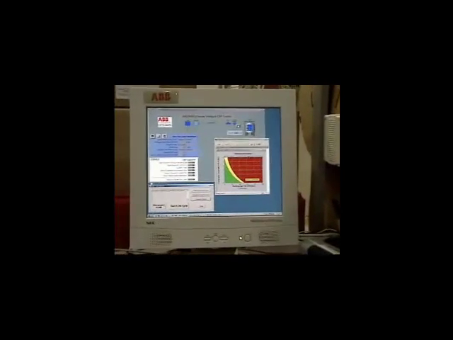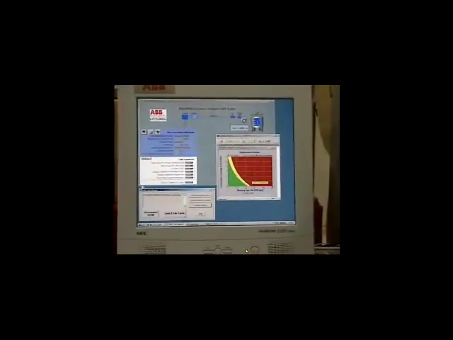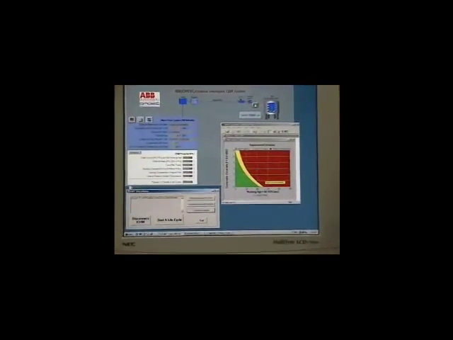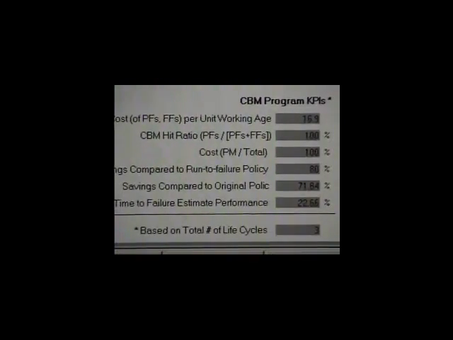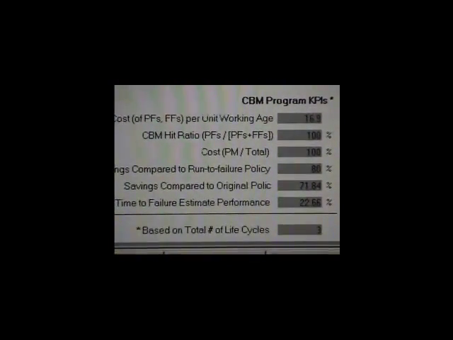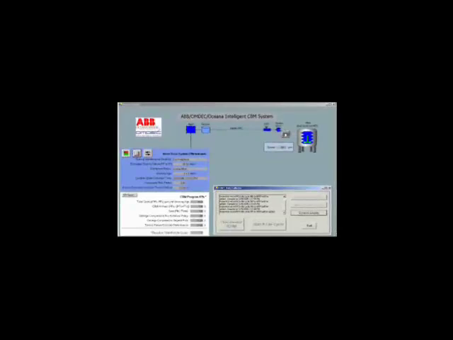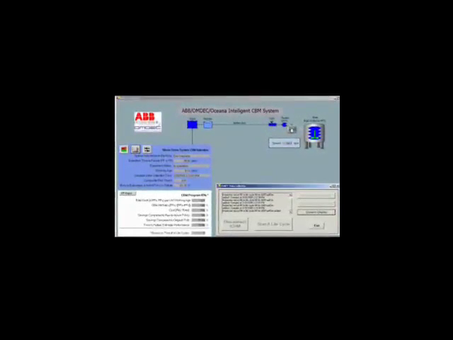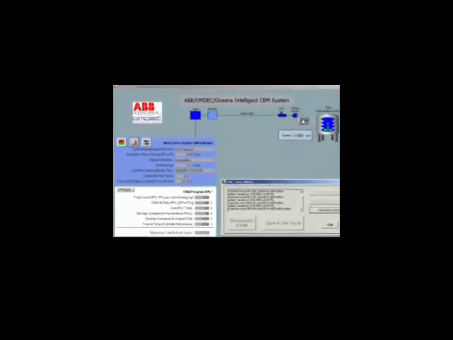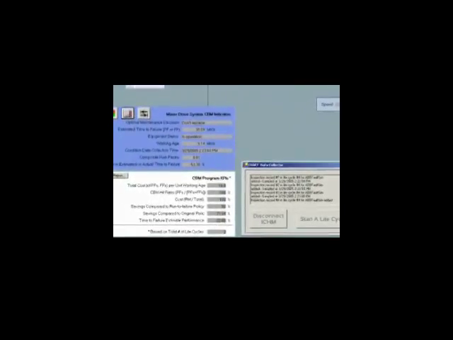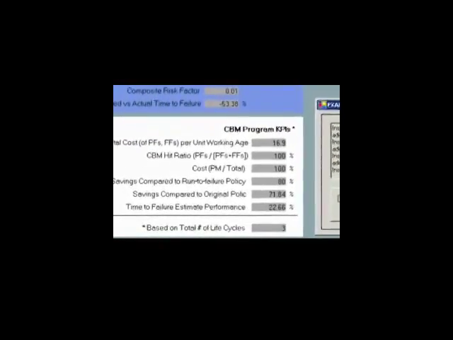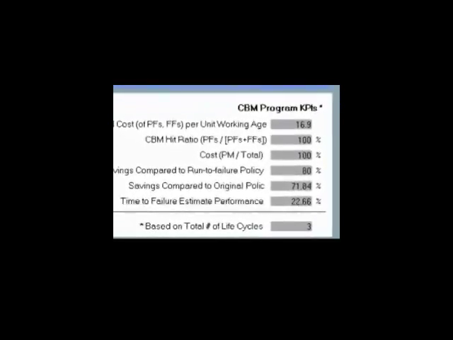As each life cycle elapses, the console updates the key performance indicators, or KPIs, that allow the maintenance manager to assess the effectiveness of each CBM program. From among the reported CBM KPIs, we consult the Failure Estimate Performance Indicator. It measures the CBM program's ability to estimate the remaining useful life. For this life cycle, the error in the remaining useful life estimate was 22%. A maintenance manager should understand his CBM program's predictive capabilities.